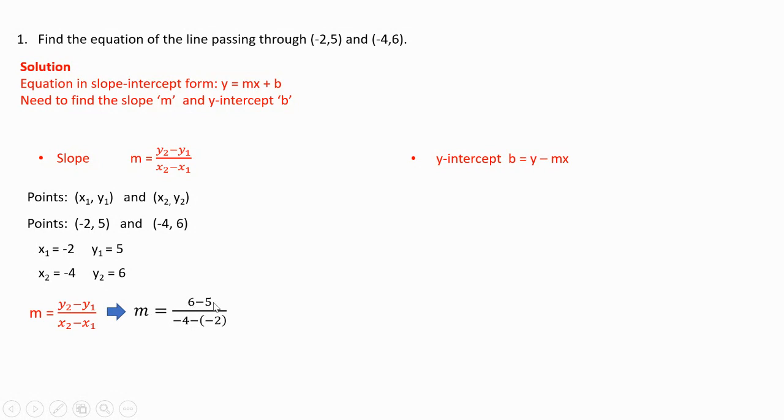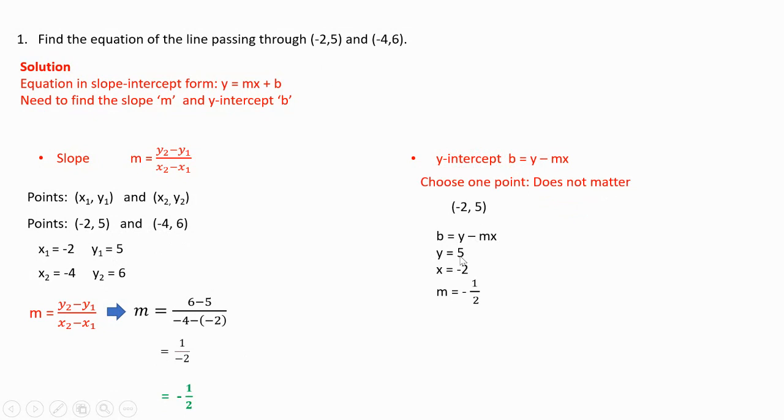So it'll be 6 minus 5, because it's y2 minus y1, divided by x2, which is -4, minus -2. So it's going to give us 1 over -2, which gives us -1/2 as my slope. Now I need to find my b. Here I can choose either point. It doesn't matter. You get the same result for b. Since (-2, 5) is my first point, I'm going to use that point.